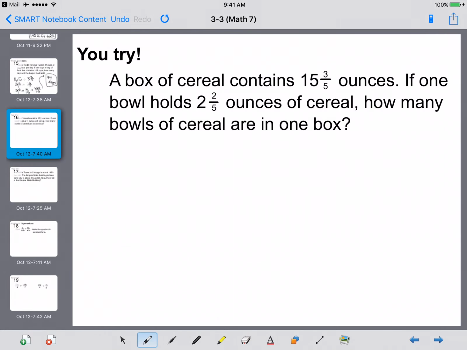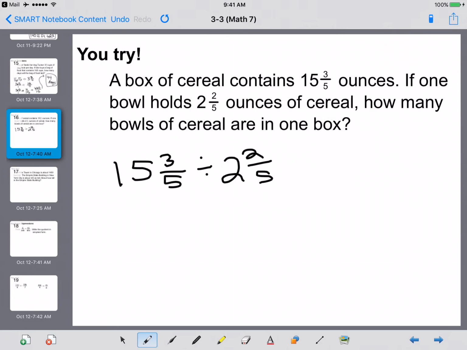Now you try. It says a bowl of cereal, or a box of cereal, oh my goodness, contains 15 3/5 ounces. If one bowl holds 2 2/5 ounces of cereal, how many bowls of cereal are in one box? So we have the entire box, 15 3/5. We want to figure out how many bowls we can have. So if one bowl is 2 2/5, we've got to group that entire box into groups of 2 2/5.